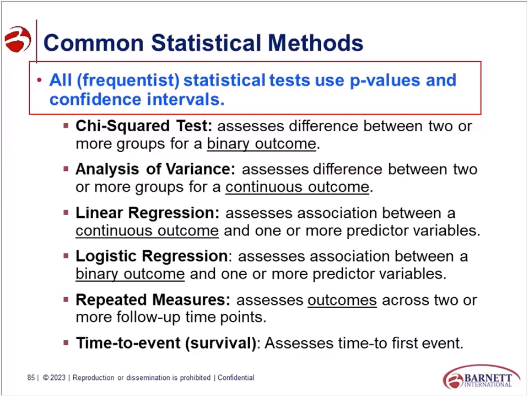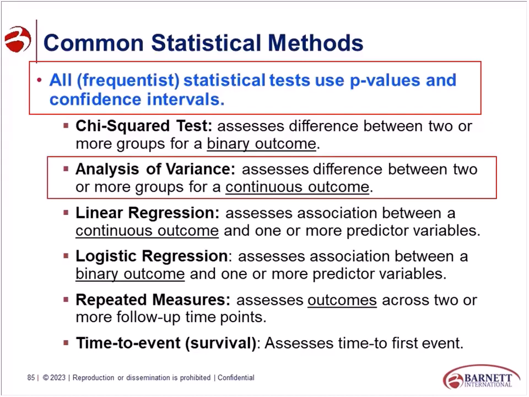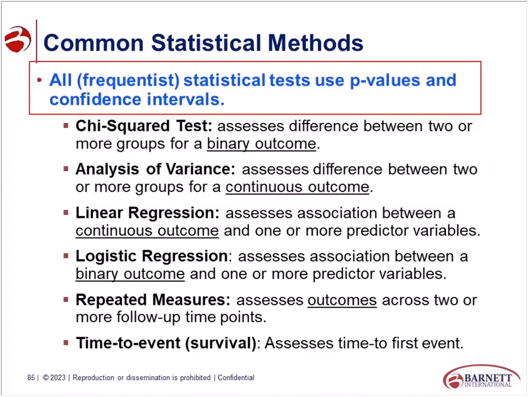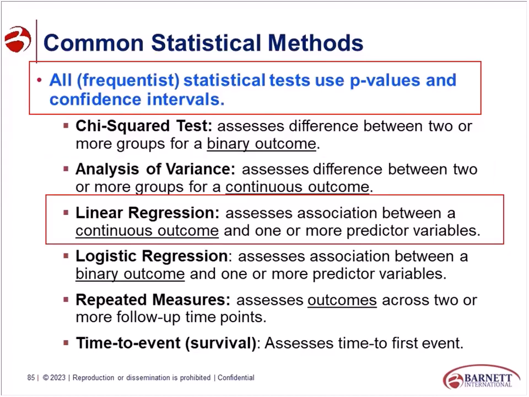Just briefly, the chi-square test assesses differences between two groups or more for binary outcomes. A t-test compares two groups on a continuous outcome; for binary outcomes, you use a chi-square test. For three or more groups, a good example is a dose-finding study. We have placebo and two doses, and we use analysis of variance. It's very similar, an extension of a t-test, because it compares two or more groups on a continuous outcome, particularly means. Linear regression is when you want to look at the relationship between two variables.